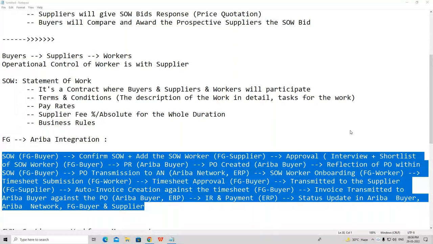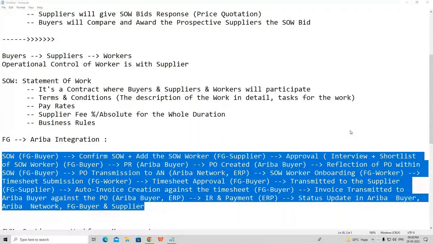Okay, so here one question comes. We ask the manpower suppliers to submit their invoices on the basis of the approved timesheet in NewGen. So they go to the NewGen portal and they submit their invoices. So what will happen in the case of NewGen when FG comes into the picture?